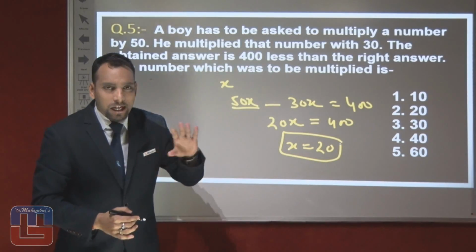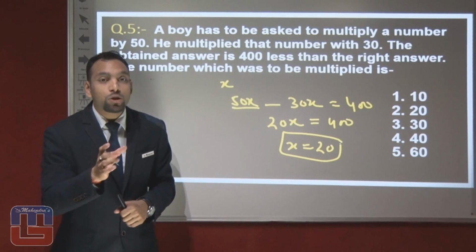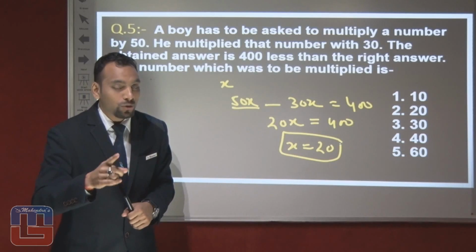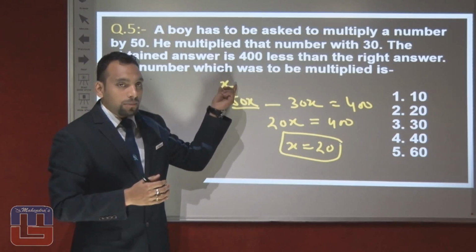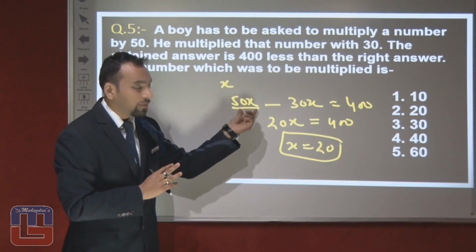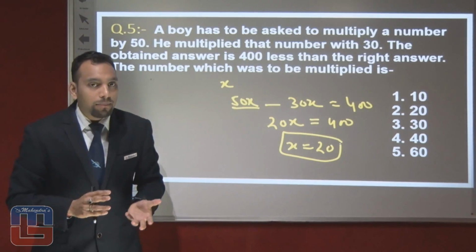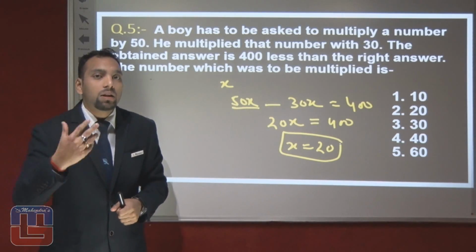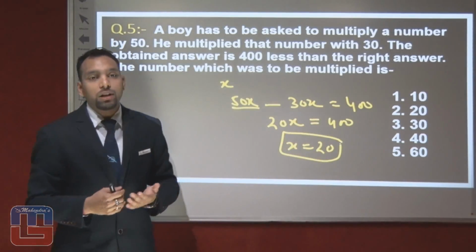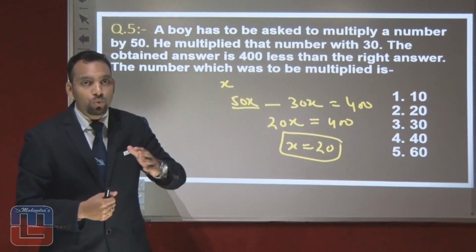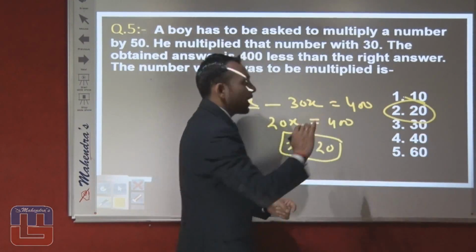So this type of question can be seen in your examination as well. This is going to be an important question in your examination. So what you have to keep in your mind: firstly let us assume the number x, multiply by 50, multiply by 30, the resultant number is 400 less than the previous one. So the difference between these two numbers will be 400. So here you will get the value of x. This is the easiest way to do such type of question. So the correct answer of this question will be 20. You can see, the second option.